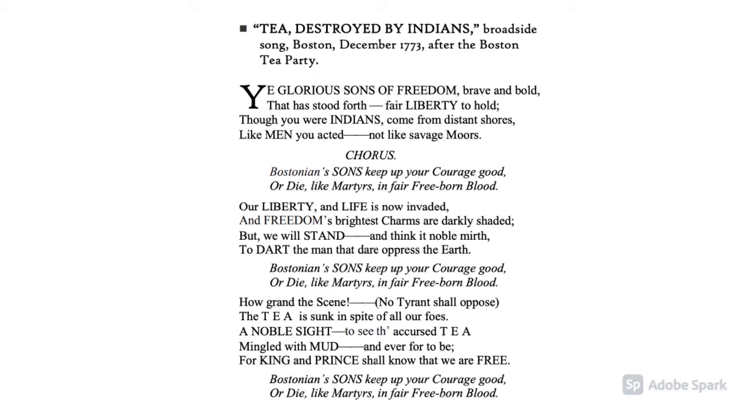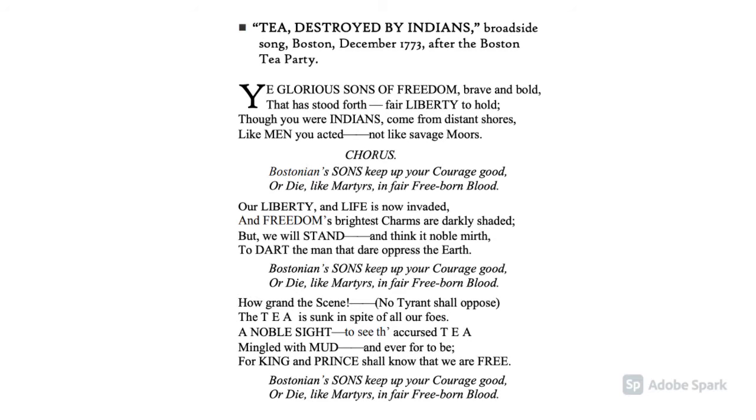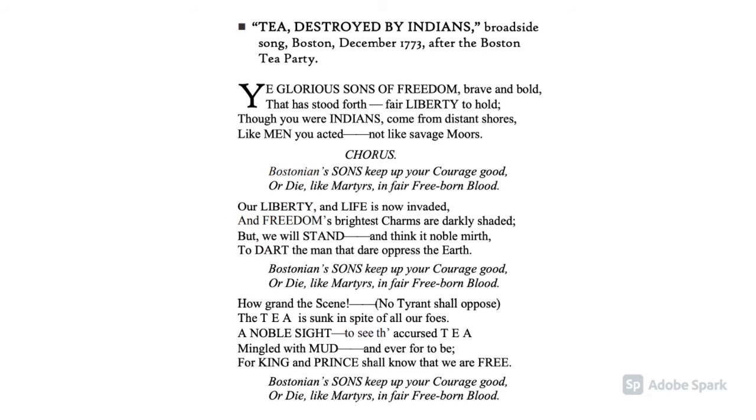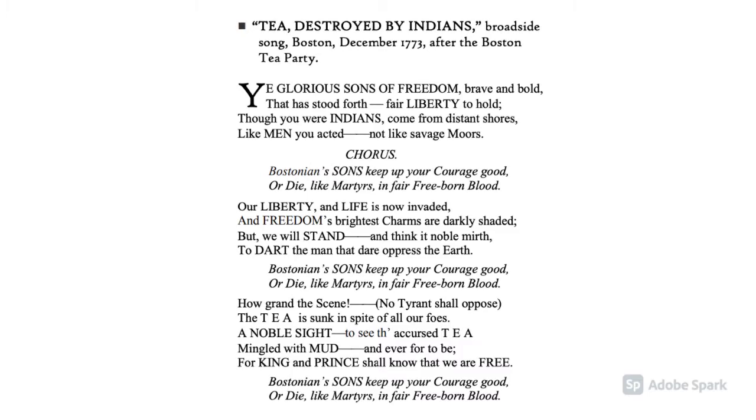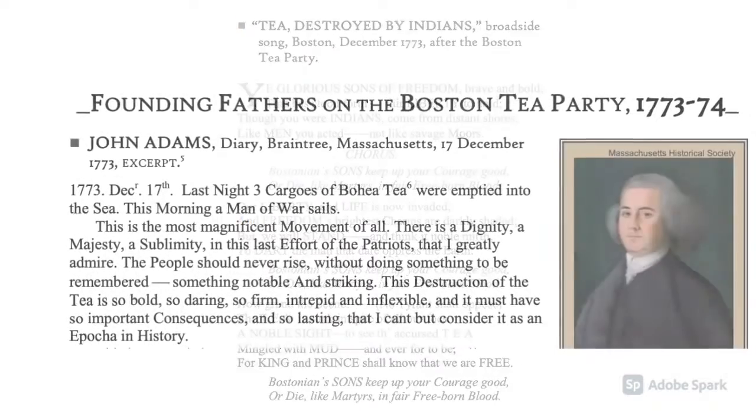So this is just a really good example of how all of the economic burdens that Great Britain was imposing on the colonists, such as the Townshend Acts and the Tea Act, came to a boiling point, and the colonists felt that they had to act out in a way that would be remembered forever.